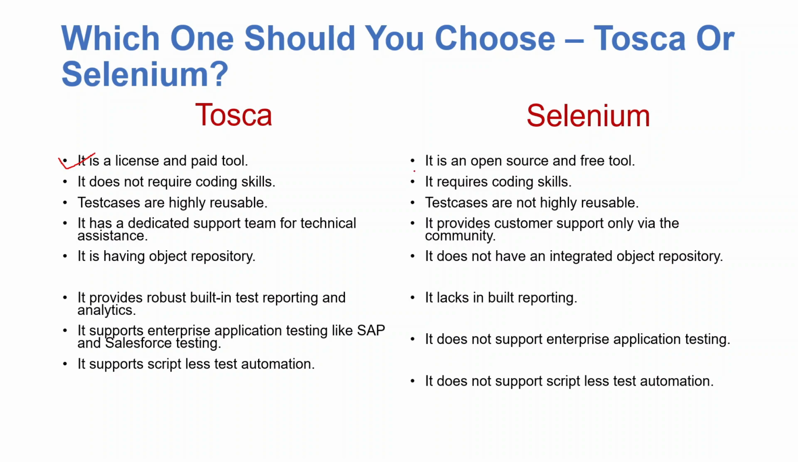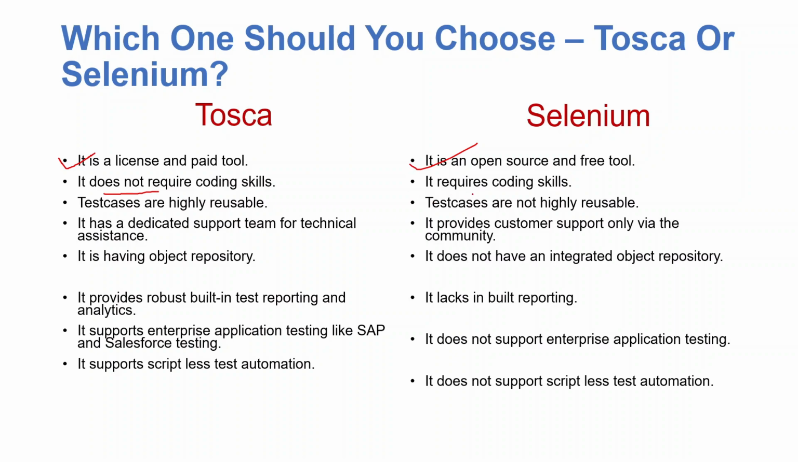Whereas Selenium is an open source and free tool, so here we do not need to pay anything. The second difference is that Tosca is a zero coding tool. I mean, we can automate using Tosca even though we don't have any coding skills.